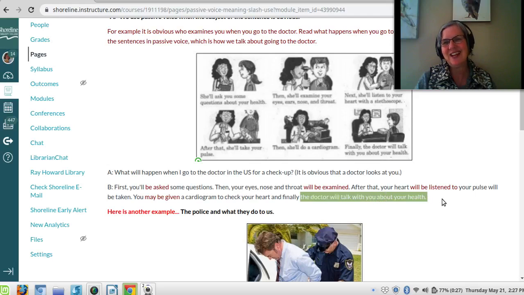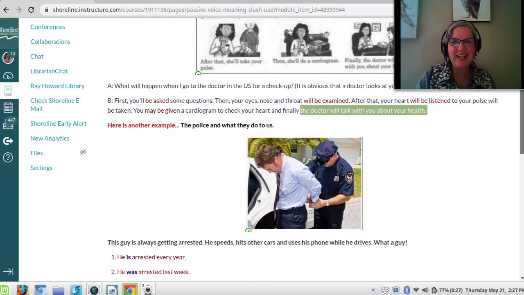Of course it's okay to use active voice. I just want you to understand that we often use passive voice when it's obvious who is the subject of the sentence, who's doing the action. If it's obvious, we just leave it out. Okay, here's another example.